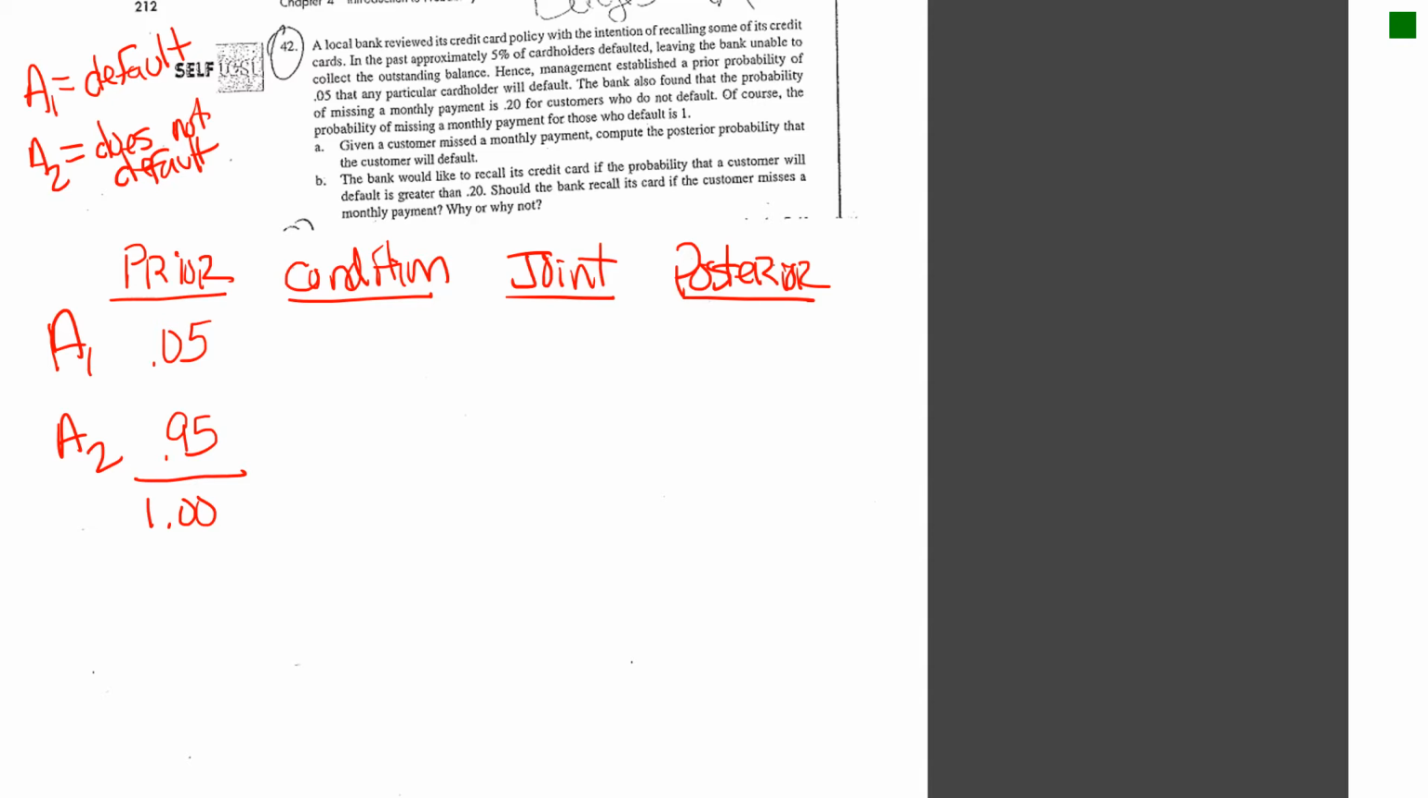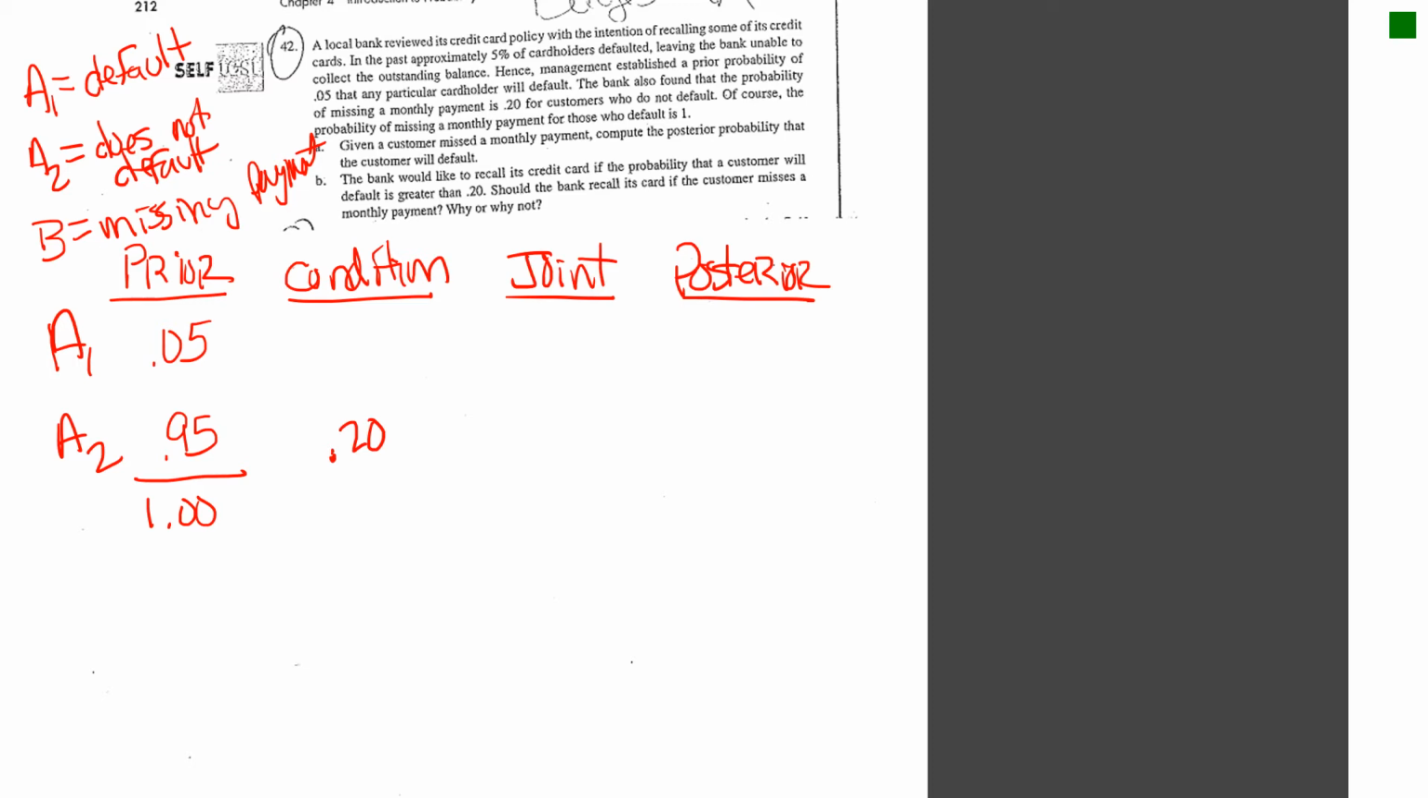Now, the B event here, I'm going to write this right here, is missing a payment, missing one of the payments. Now, notice up here it says prior probability of 0.05 that any particular cardholder will default. So they're giving you that first prior, but I just went ahead and plugged it in for you. But notice it says the bank found that the probability of missing a monthly payment is 0.20 for customers who do not default. So I'm going to put that condition right there. So somebody missed a payment. They're not defaulting, but they may have just paid it late, but they actually missed one payment. I'm going to put that right there.